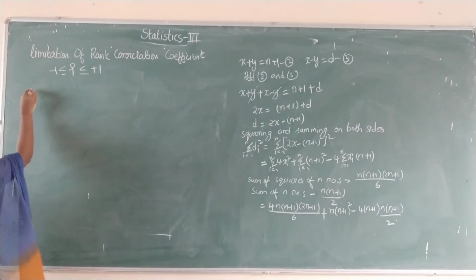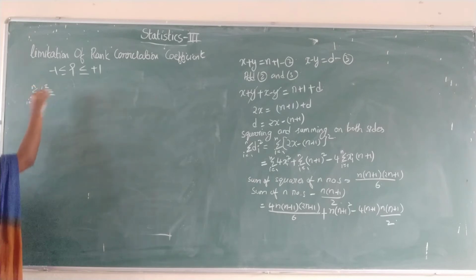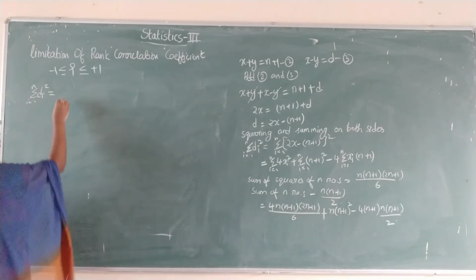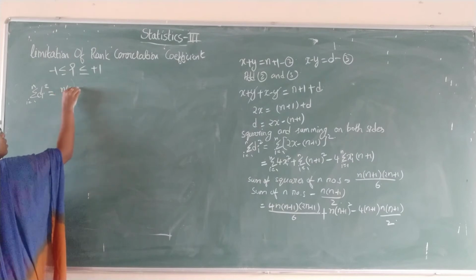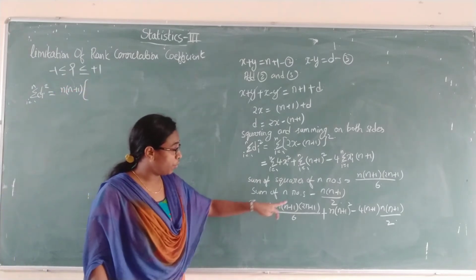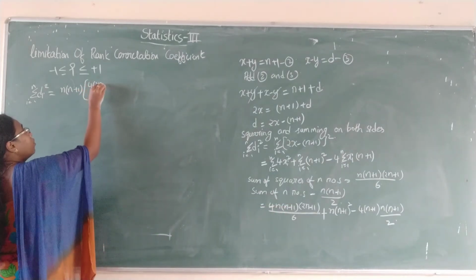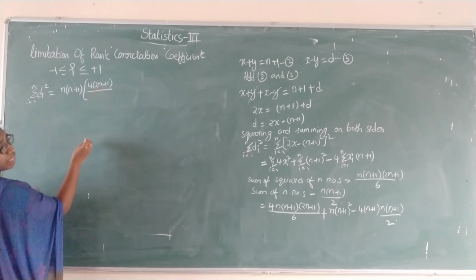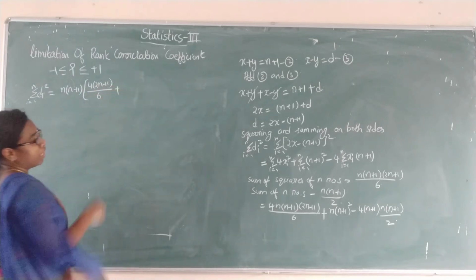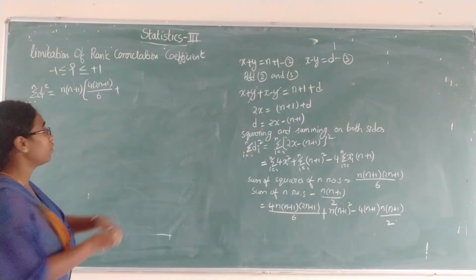So summation di square equals, so take n into n plus 1 common. If you take n into n plus 1 common, 4 into 2n plus 1 by 6 plus n into n plus 1 is common. There you have n plus 1 whole square.